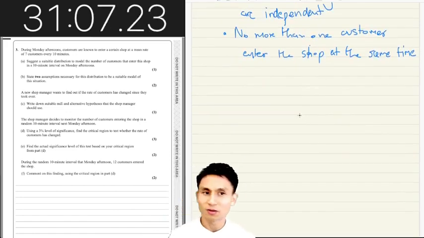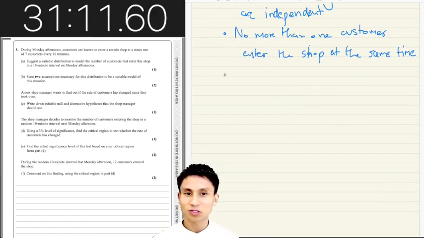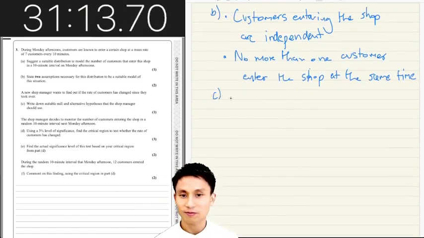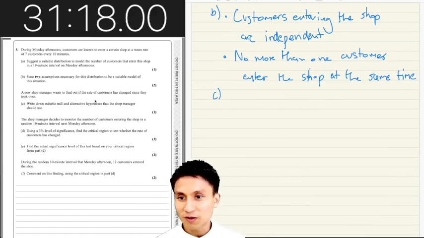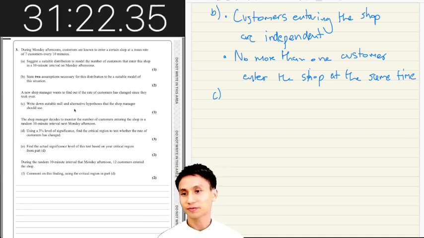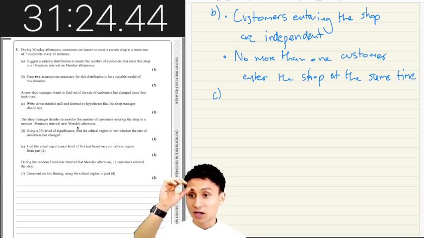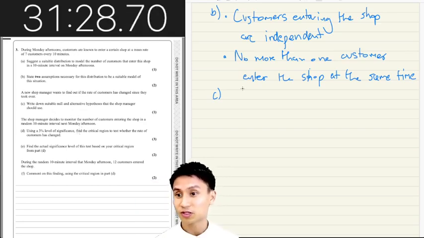But I hope the marker can read that, which is me actually. Okay, so those are the 2 assumptions that I would give. Okay, now next, C, a new shop manager wants to find out if the rate of customers has changed since they took over. Write down the suitable null and alternative hypotheses that the shop manager should use.